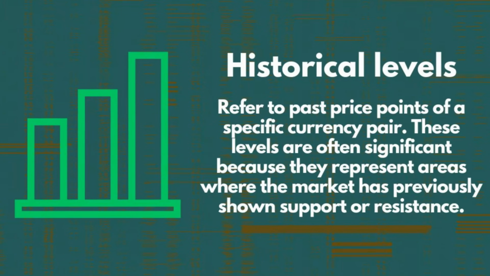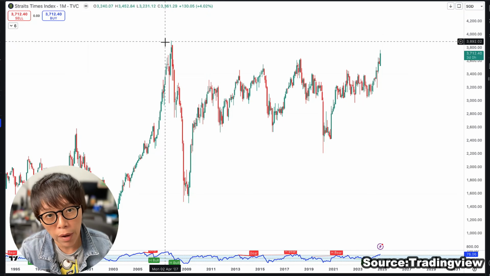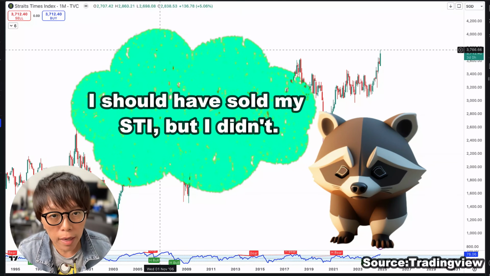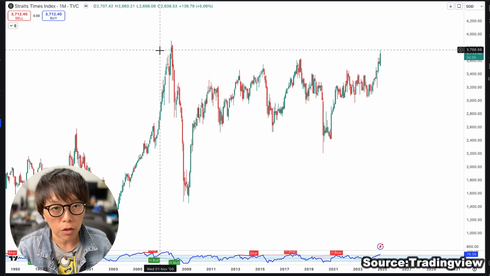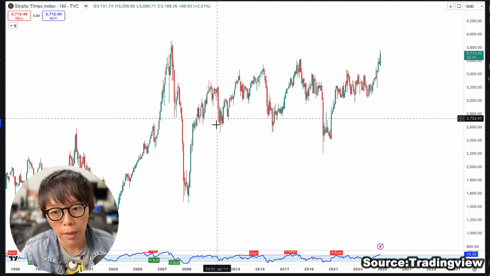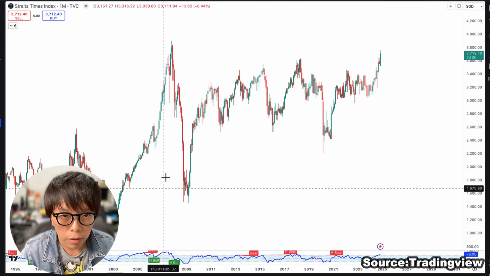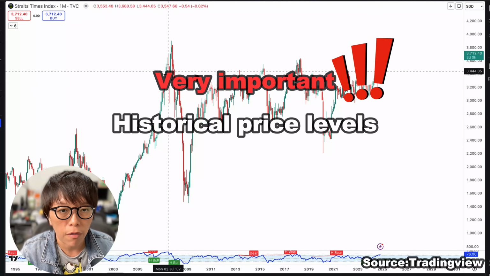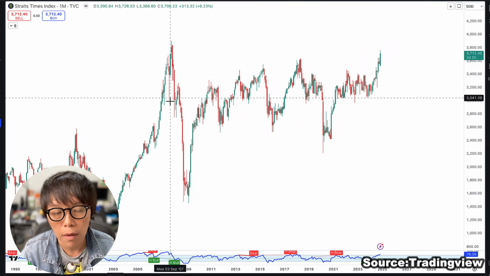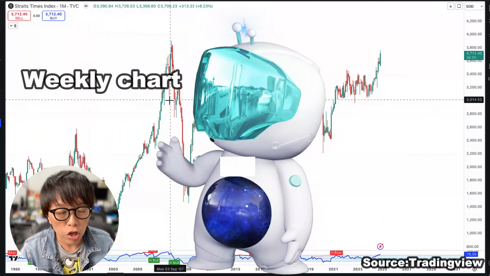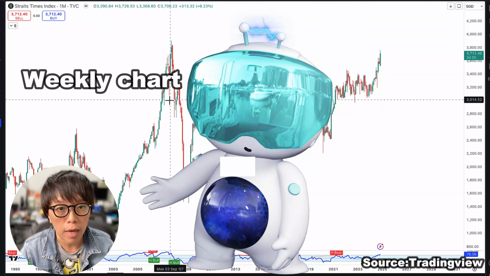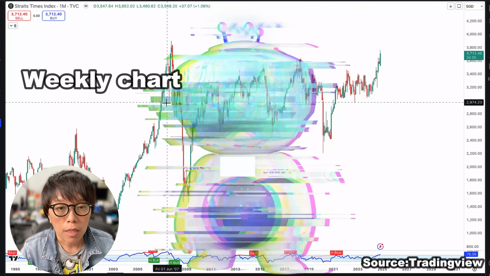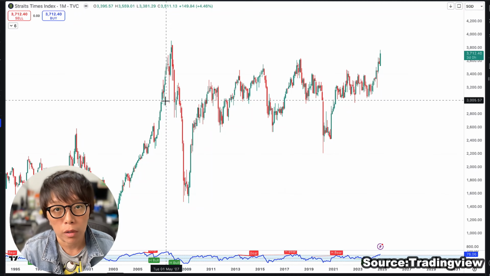And if price moves back there, then you might remember, oh yeah, I should sell my STI at 3009, but I didn't, and should I sell right now, for example? Okay, so that's why historical levels are very, very important as support resistance. So go to the weekly chart. By doing the weekly chart, you get an overall perspective. You start to see which are the more important price levels.